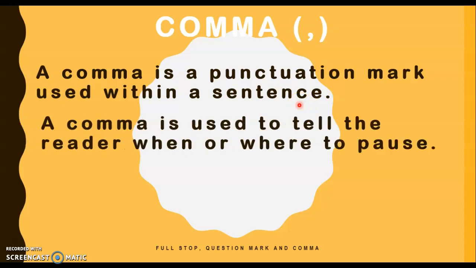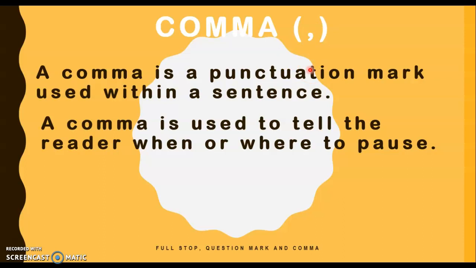Let's look at something else about the comma. A comma is used to tell the reader when or where to pause. Now, when we are reading, we don't just read on and on and on without pause. We have to pause when we read. So in order for us to indicate when the reader should pause, we need to indicate that with a comma.